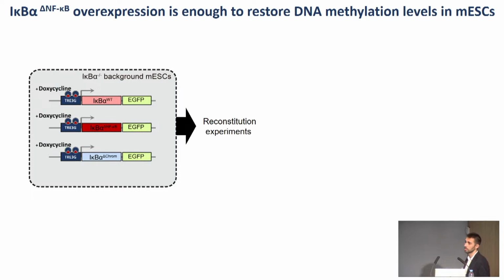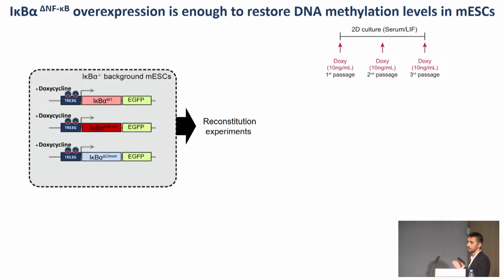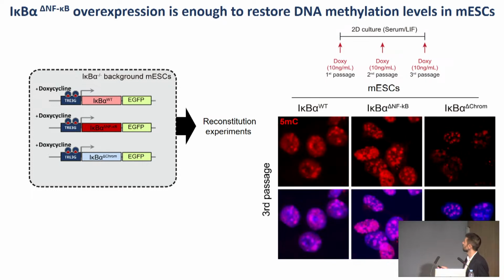And I use them to try to reconstitute the experiments. I initially was curious to know whether just by overexpressing the different I kappa B alpha forms, it was enough to rescue the DNA methylation level. So what I did was to take the mouse cells and start giving doxycycline for different passages. And at the third passage, I did immunostaining for 5-methylcytosine.